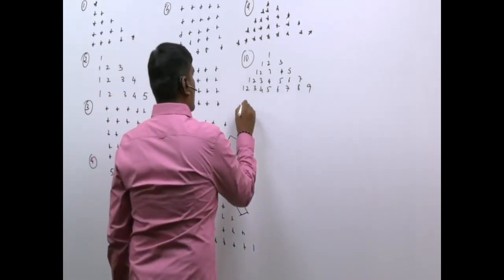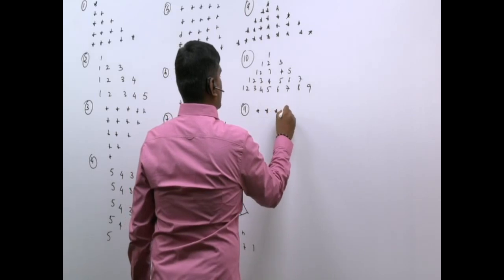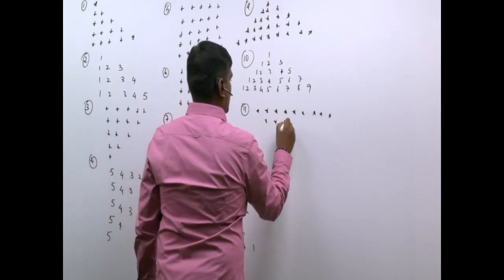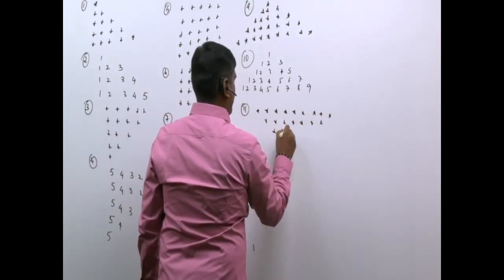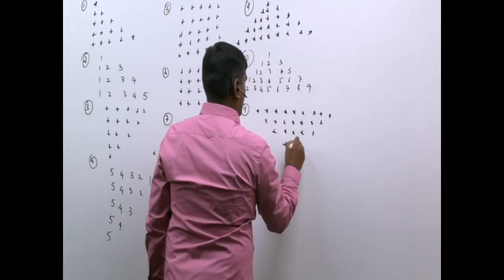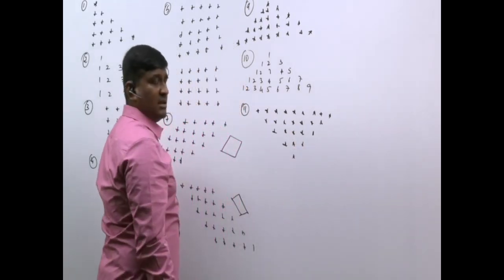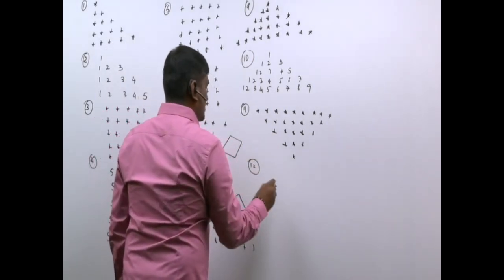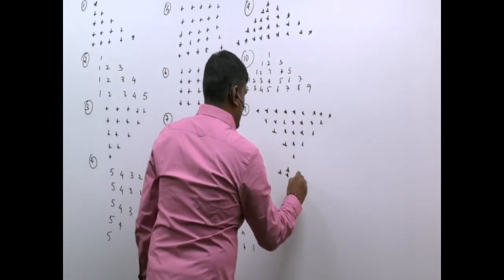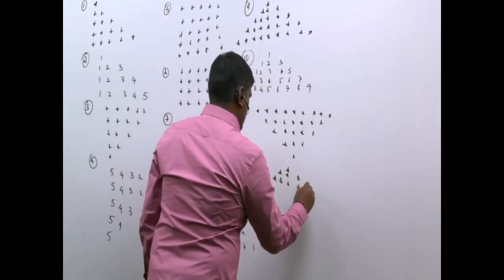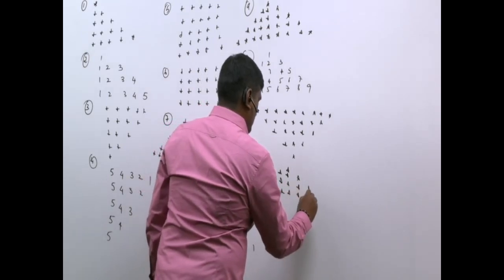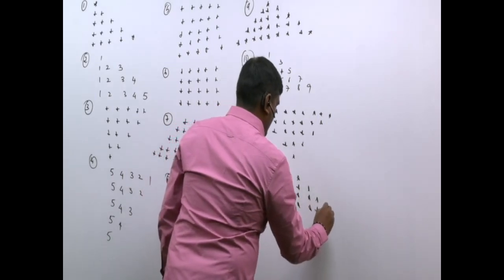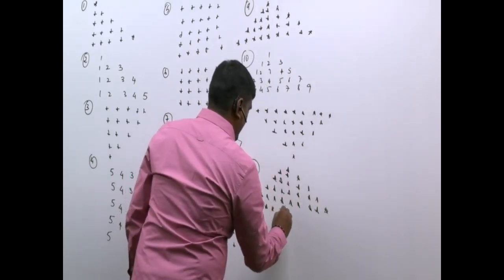Or they want an inverted equilateral triangle, like this. The same thing they may ask you in the form of numbers also. Not only that, they may ask to display a rhombus or diamond, like this. They want one pattern which displays a diamond.